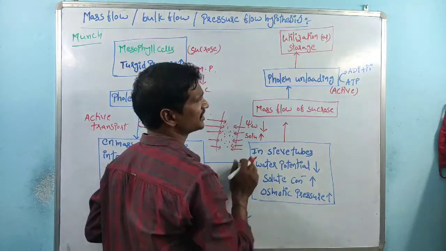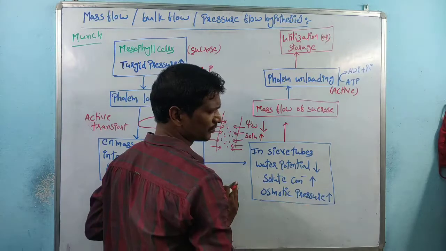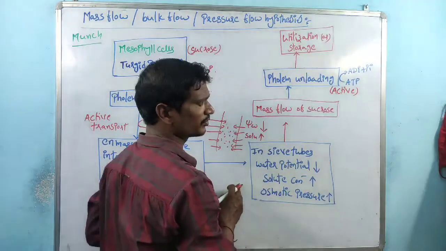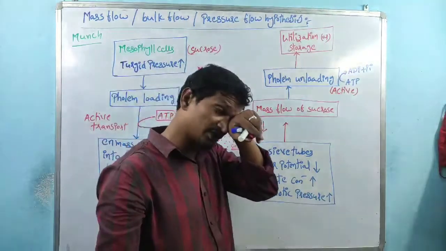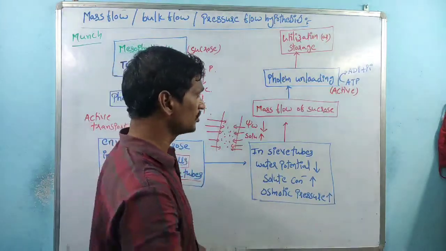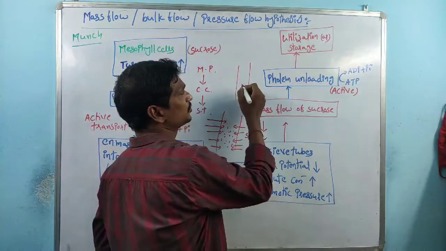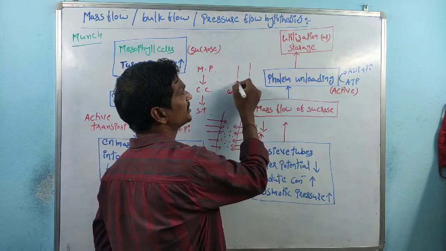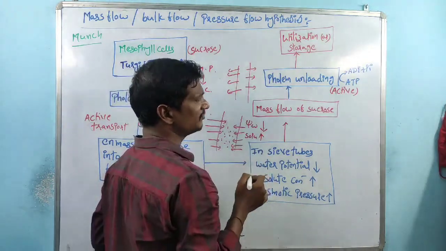Once it reaches the target site, phloem unloading takes place. Phloem unloading is also an active process. Remember, phloem loading and phloem unloading, both these steps are active processes. Once the sucrose molecules are removed from the phloem, the water again enters the xylem vessels.